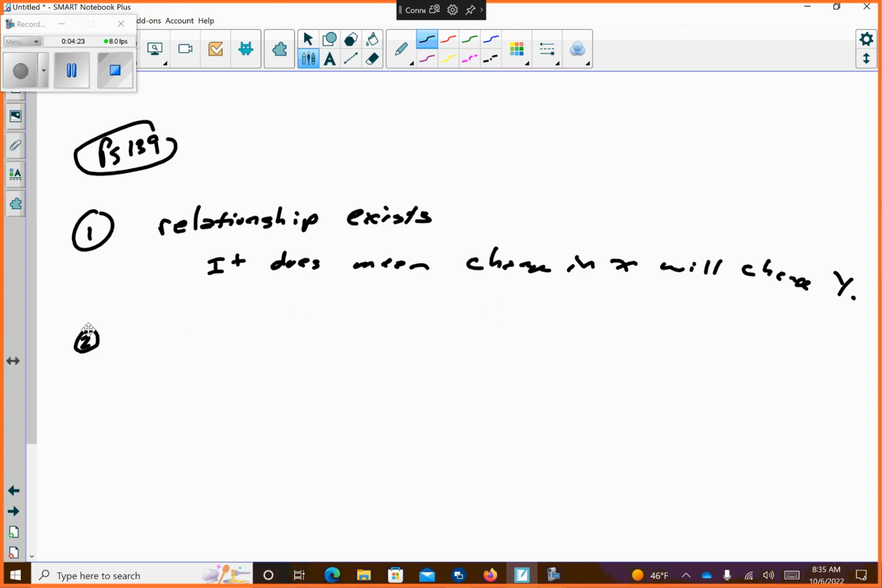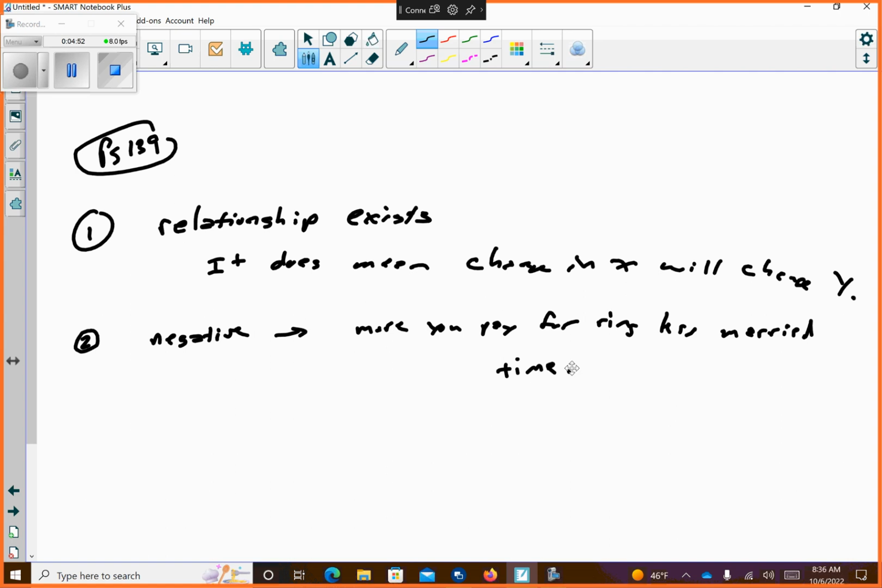Okay, so if we wanted this as negative association, this would be more you pay for ring, less marriage time. Something like that. Okay, that doesn't mean they were just asking if it was a negative association. That's what it would mean if we saw that. Remember, the negative associations are R value. If the R value is negative, it means our slope of the line is negative, things like that.